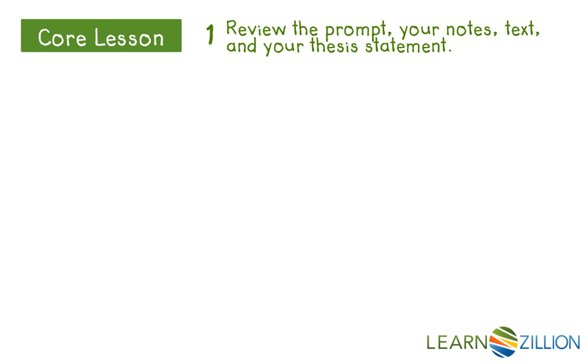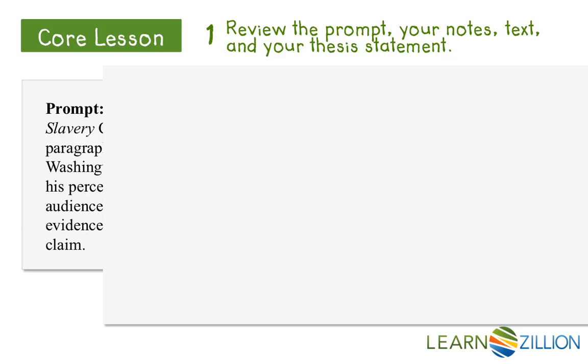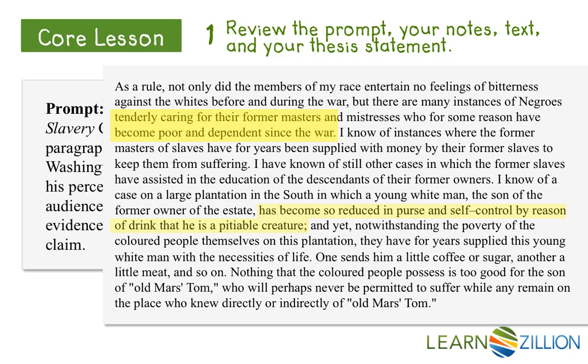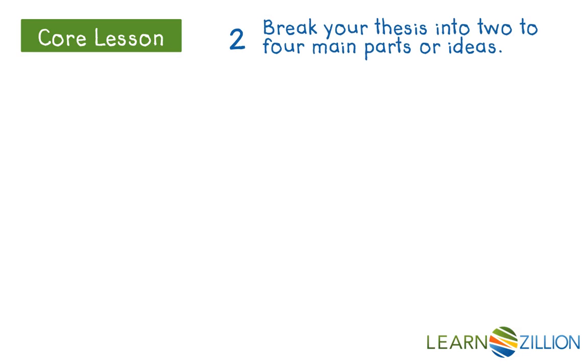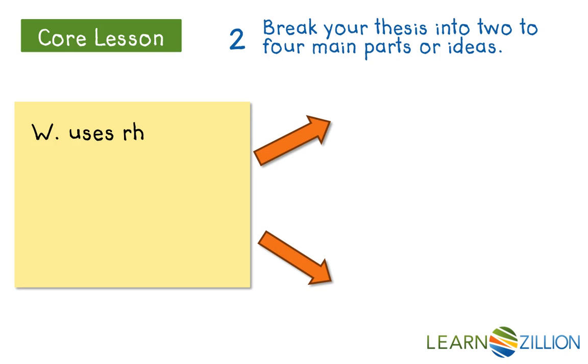So for step 1, reviewing your prompt, your notes, the text, and your thesis statement, there's my prompt that I just read. Here I'm looking over the text with pieces that I had highlighted and remembering that my thesis statement is that Washington uses rhetoric to show that he sees his audience as divided racially and he positions them together against slavery. So I'm going to keep this all fresh in my mind as I move to step 2, which is to break my thesis into 2 to 4 main parts or ideas.